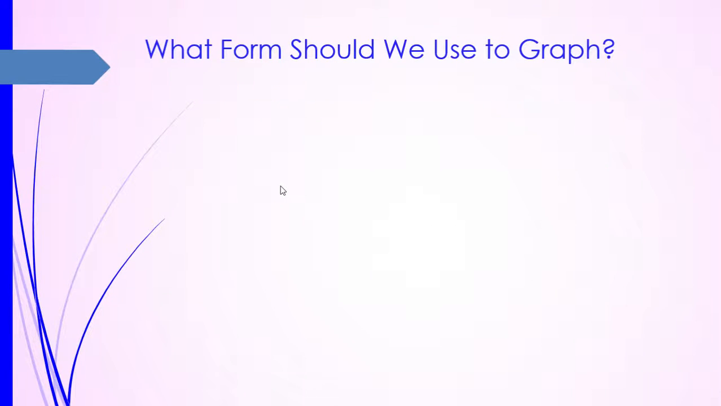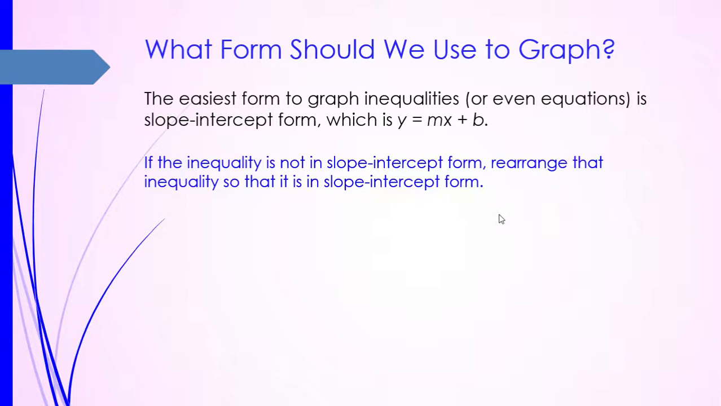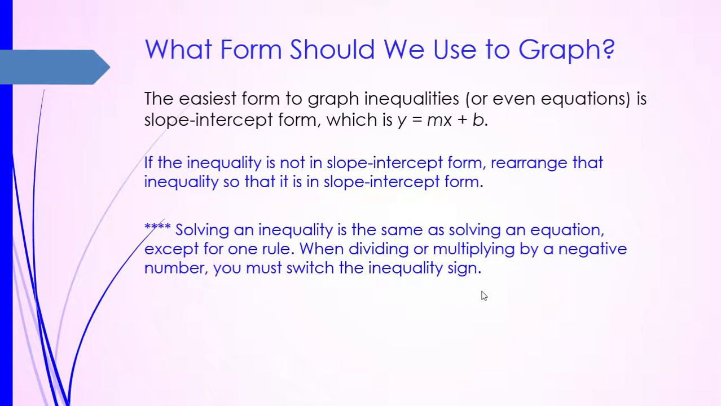So what form should we use to graph? This is what you learned in Unit 2. It's the same thing for inequalities. The easiest form to graph inequalities or equations is the slope-intercept form, which is y equals mx plus b. So if the inequality is not in slope-intercept form, you must rearrange that inequality so that it is in that form. And keep in mind, solving an inequality is very similar to solving an equation, except for one rule. When you divide or multiply by a negative number for an inequality, you must switch the inequality sign.